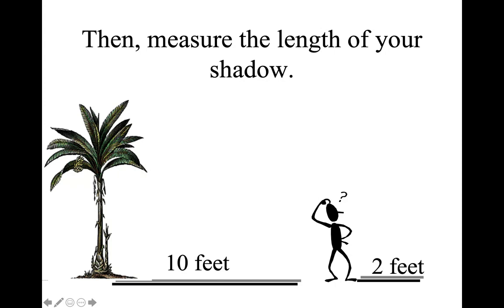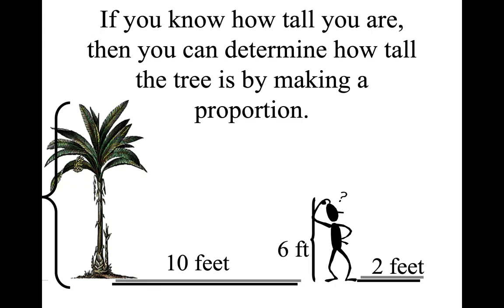If you know how tall you are, then you can actually determine how tall the tree is by making a proportion. So if you're 6 feet tall and your shadow is 2 feet, you can compare your height to your shadow and create a proportion where you set that equal to the tree's height, which in this case would be a variable like x, to the tree's shadow, which is 10 feet.